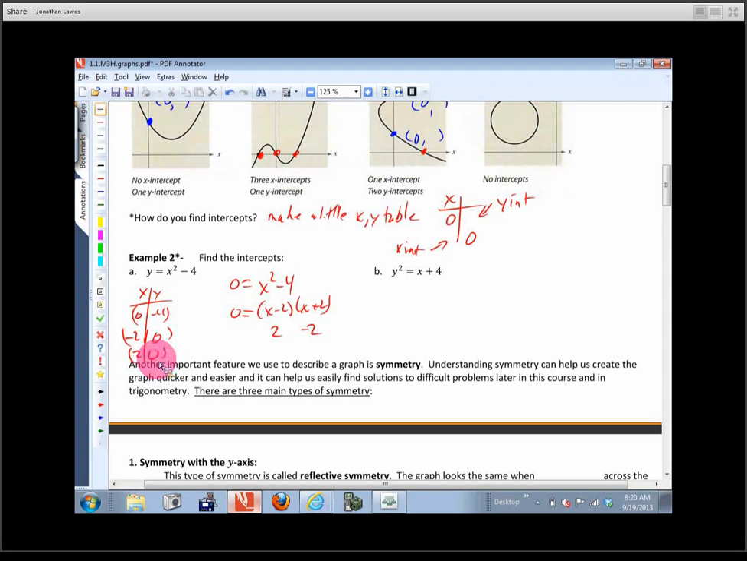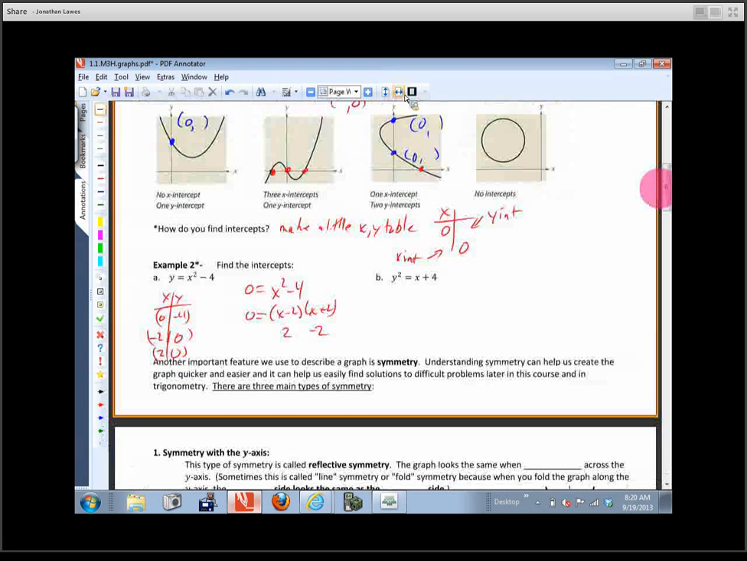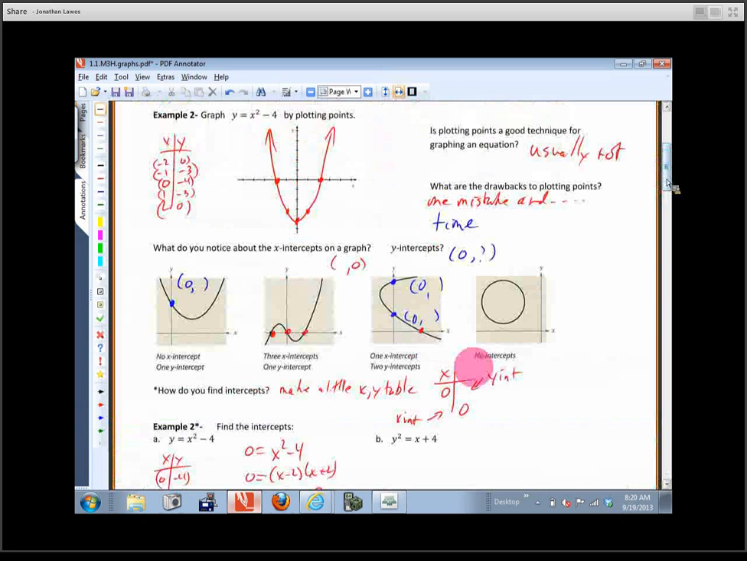And does that match with what we saw up above? 2 x-intercepts right here at -2, 0 and 2, 0. And this one right here at 0, -4. So we got all those. Okay. Any questions?